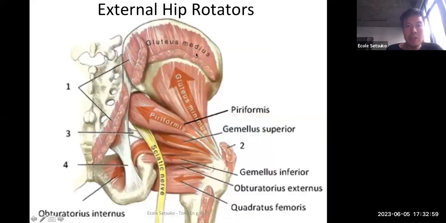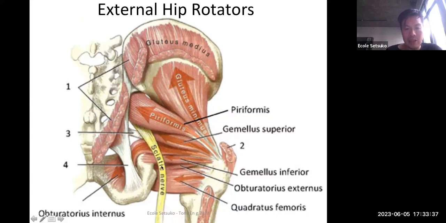Okay. So as we go even deeper now, we have the external rotator muscles right there. So we have the glute maximus, that is the most superficial, glute medius right there, also superficial. Right under the glute medius, you have the glute minimus. And then you have a fan of different muscles. So the piriformis, and then you have the gemellus superior and inferior, and then the obturator externus and internus, and then you have the quadratus femoris. Here you can see the sciatic nerve.